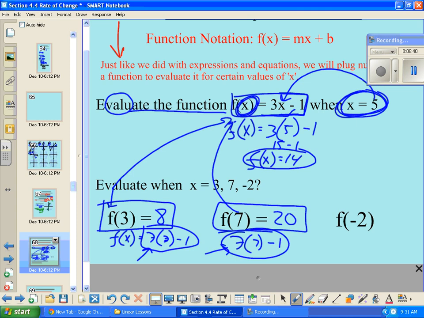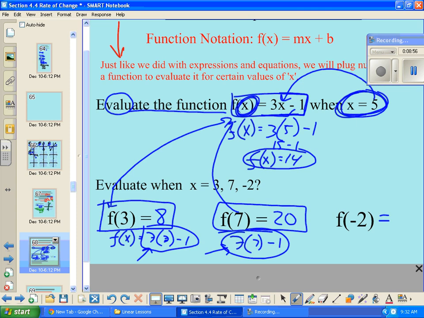The way they ask for us to do it is by saying find f of 2, find f of 3, f of 7. That's how they ask in function notation for us to do the same things we've been doing for a while. We just need to get comfortable with that form.